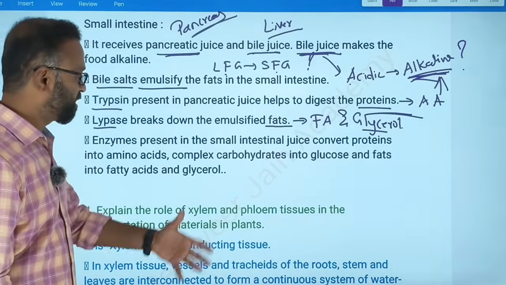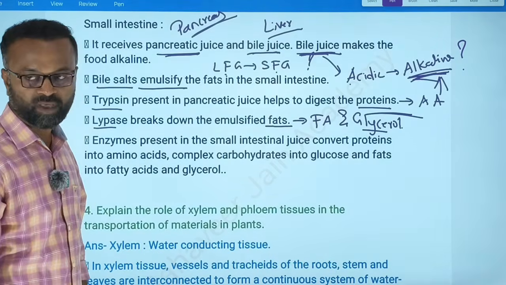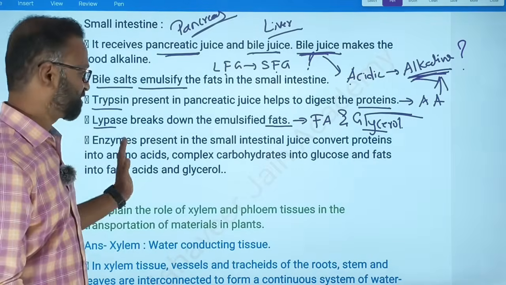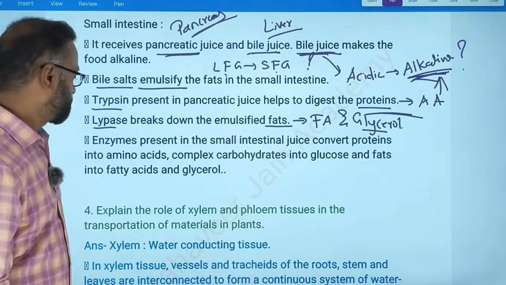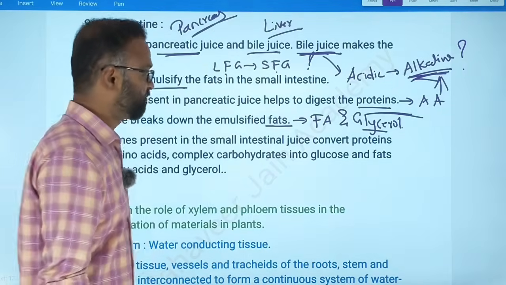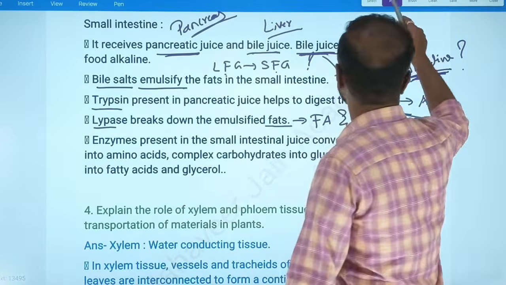So any other complex food that is left out, the intestinal enzymes will break down all those carbohydrates, fats and proteins into simpler food substances. Hope this is clear. Yes?